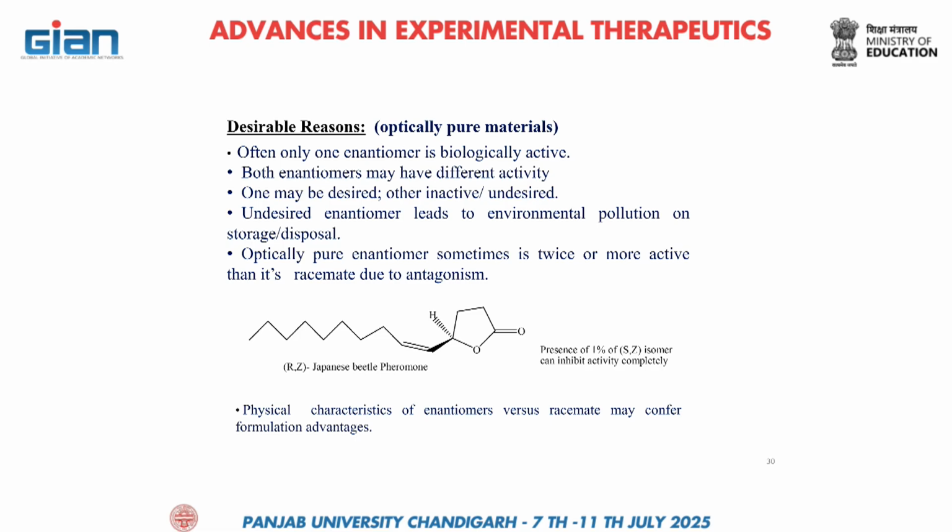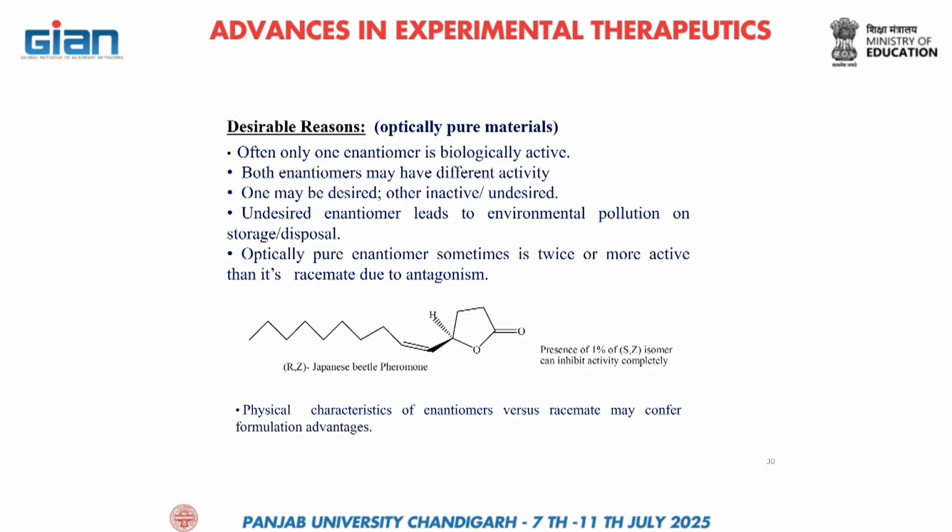What is the second question? Both enantiomers may have a different activity. I have prepared a drug molecule, I get 2 enantiomers. One enantiomer is antibacterial in nature, the other enantiomer is antiviral in nature, anti-inflammatory, anti-cancer, anything, because in 3 dimensions they are interacting with the enzymes in a different way. Okay, so both enantiomers may have different activity.